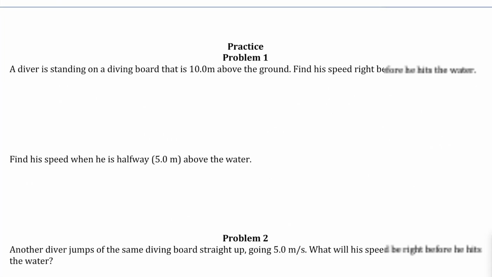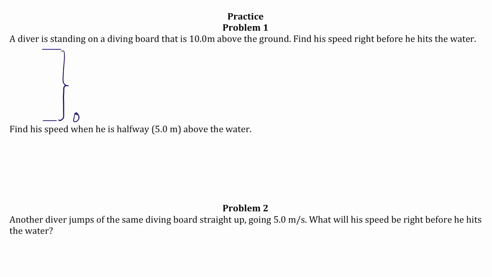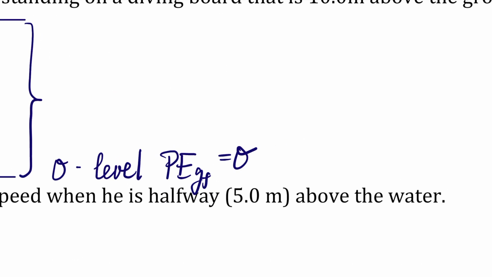Alrighty. Now, we're going to practice. We start with a diver 10 meters above the water. So we have gravitational potential energy due to him being above the zero level. So this is my zero level, where gravitational potential energy final equals 0. I need to figure out kinetic energy final here. So I had gravitational potential energy initial, which was equal to mgh.